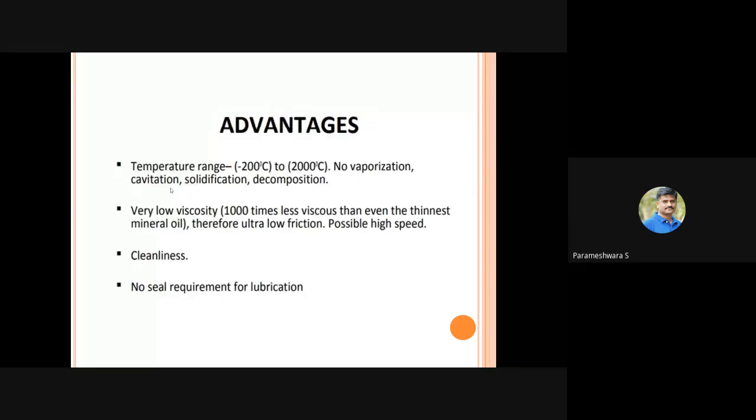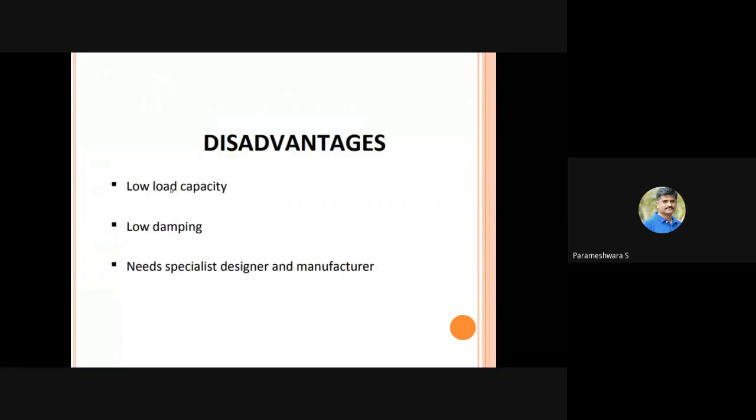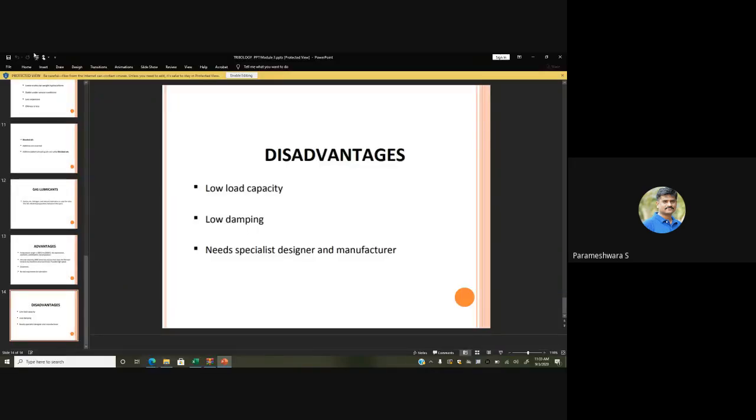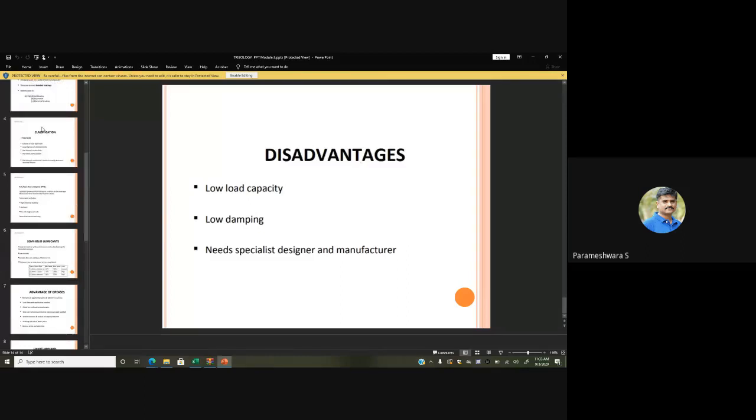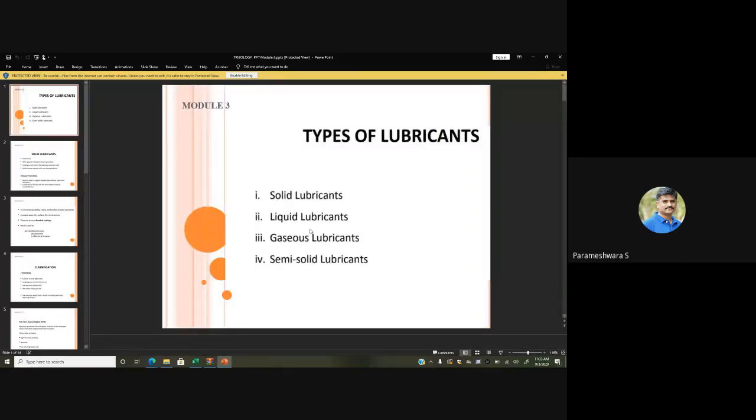The advantage is it can operate between minus 200 to 2000 degrees Celsius, with no vaporization, cavitation, solidification, or decomposition. It has very low viscosity, 1000 times less viscous than even the thinnest mineral oil. Cleanliness is very easy, and there is no seal requirement for lubrication. The disadvantages are low load capacity, low damping, and the need for a specialist designer and manufacturer. So this is the brief introduction of the lubricants.